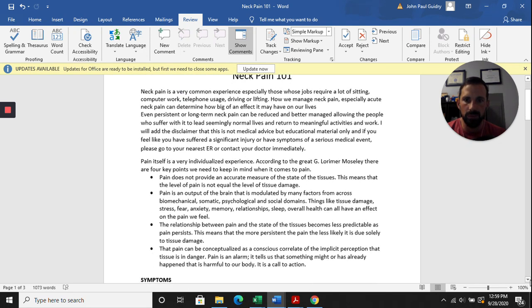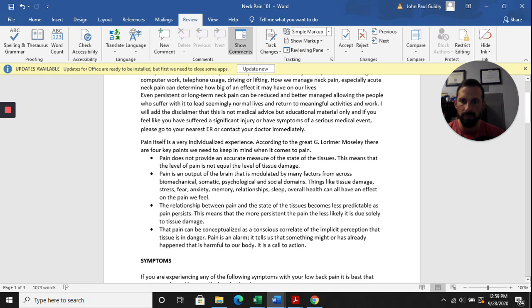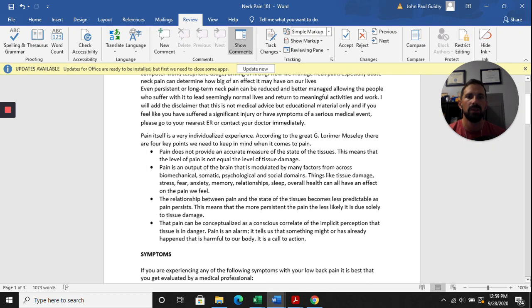So let's talk a little bit about pain itself. Pain is a very individualized experience. According to the great Lorimer Moseley, who's a well-established pain researcher, there are 4 key points we need to keep in mind when it comes to pain.